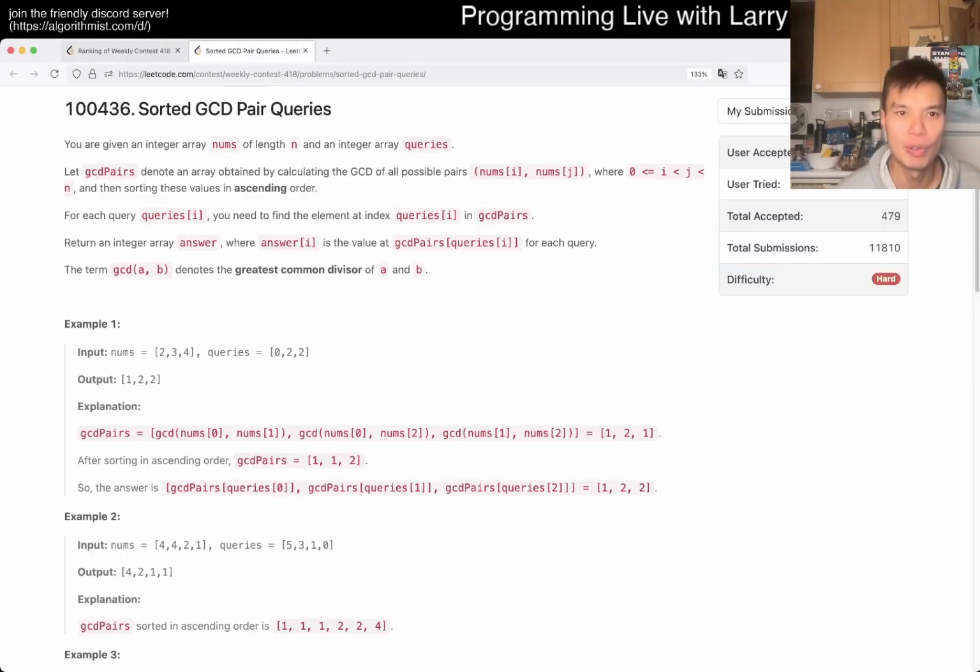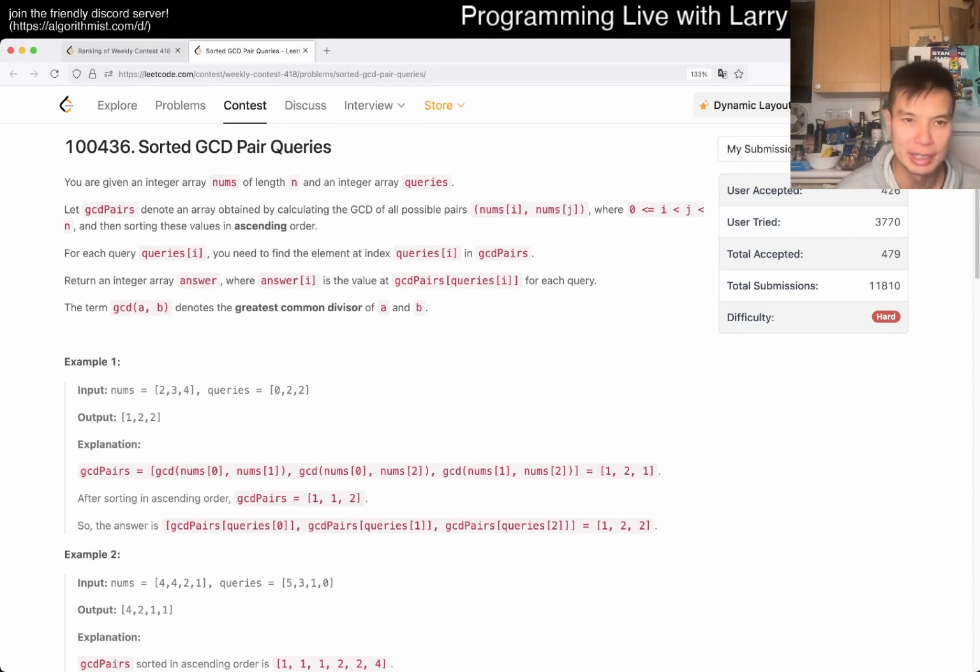This is me going Q4 of the weekly time test for 18 sorted GCD pairs queries.